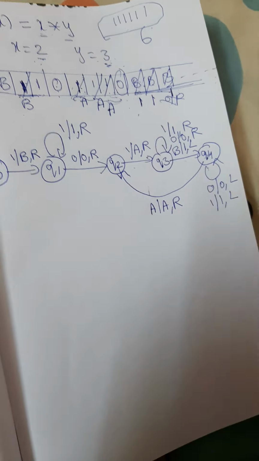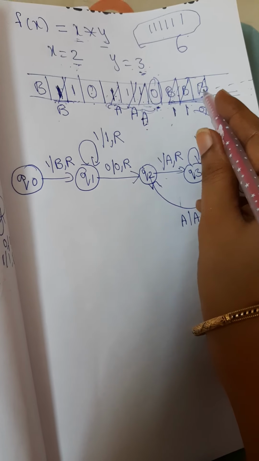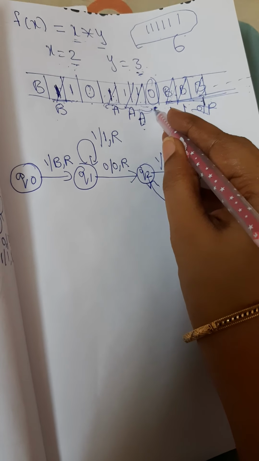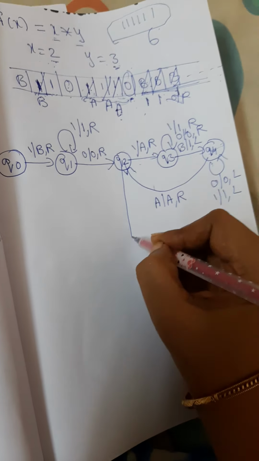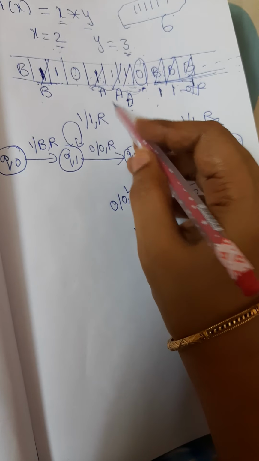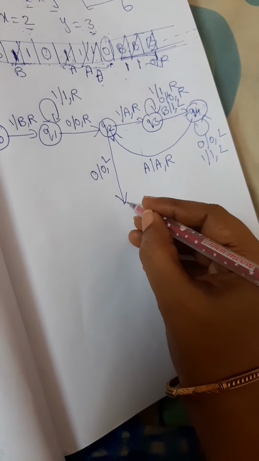So if you see 0 in the Q2 state, the meaning is all these ones you have copied here. So in the Q2 state, if you see 0, you just move left. Now what we do is, all these A's once again we will convert into ones. All the A's let us again convert back into ones now.